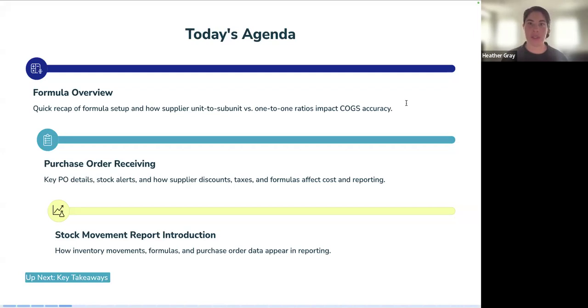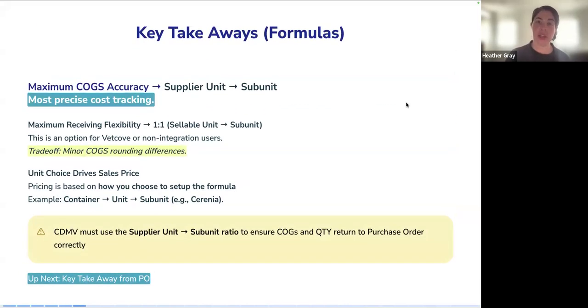I felt like a lot of those examples that we discussed in the previous webinar do intertwine with some of the examples that we have today. But the main focus is going to be on purchase order receiving. We're going to talk about those purchase order details and how supplier discounts, taxes, and formulas impact your cost and reporting. So I did add some examples based just on some of the changes that we apply in the purchase order. But before we get started, let's talk about a few takeaways from our last session again, because I do feel like they kind of go together when it comes to purchase ordering.